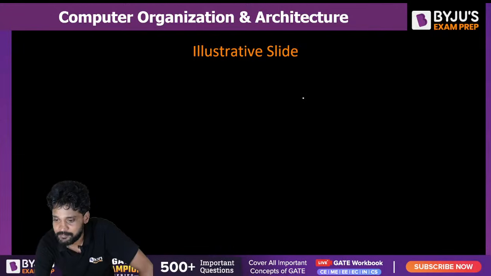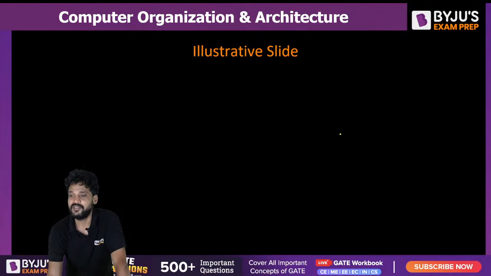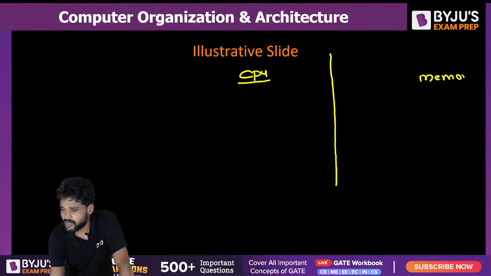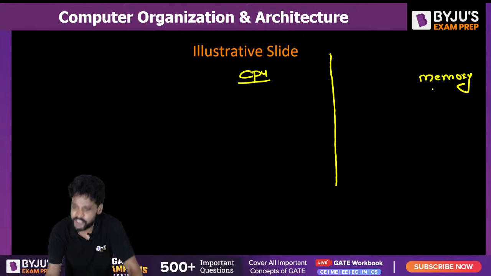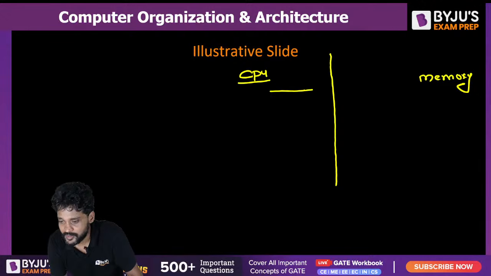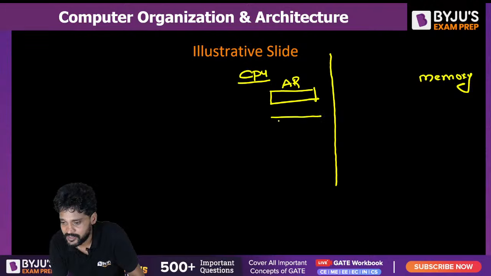For that, let me take the illustrative slide. Let us have a look at the bus system. This is the bus system. This part is, let us say, our CPU. We do have the register set and the ALU. This part is main memory. In order to communicate with the main memory, generally any CPU will use 2 registers. One is the address register and one more is the data register.